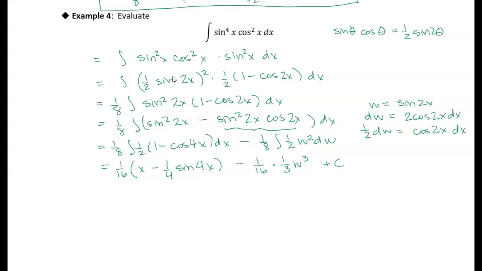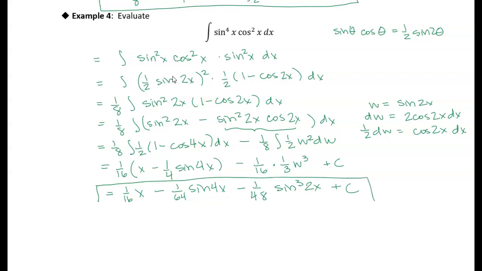So let's see, I'll write this as 1/16 x minus, I'll distribute this, 1/64 sine of 4x, and then minus 1/48 sine cubed of 2x, plus c. Okay? And there you go. That's it. That's the answer. So that's what I figured was the easier way to do it.